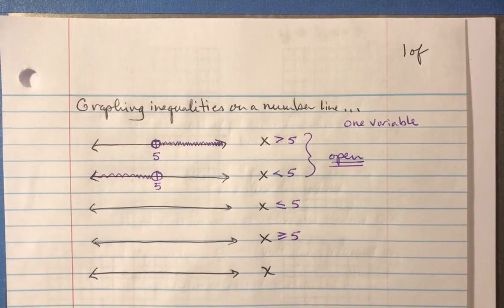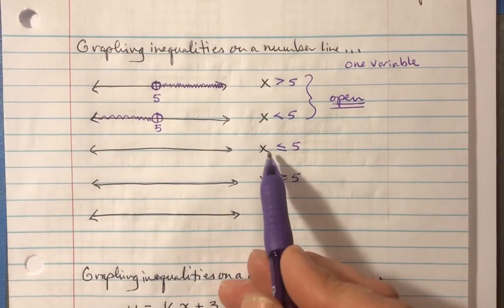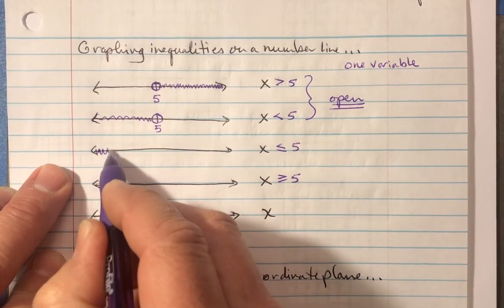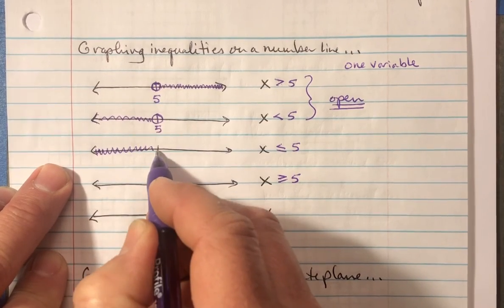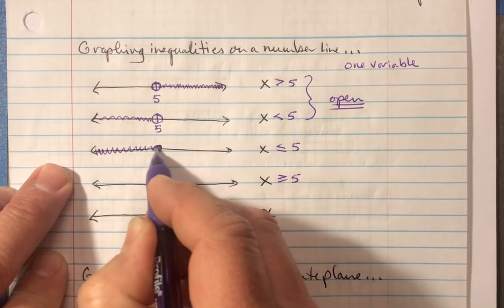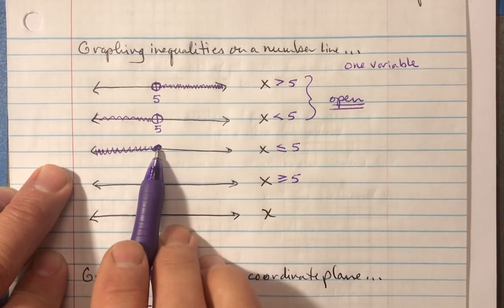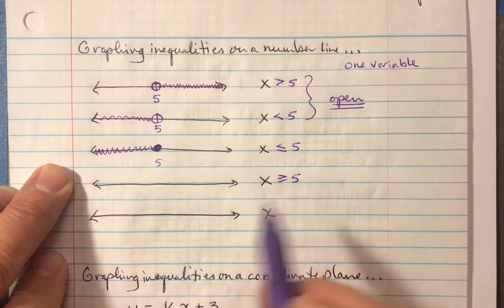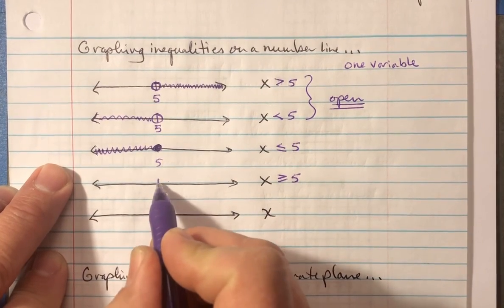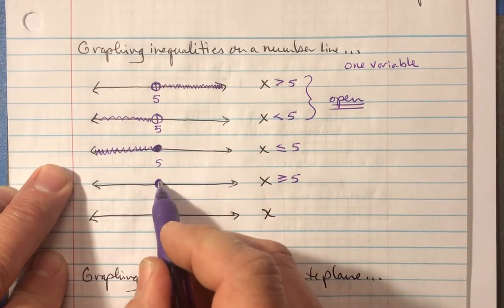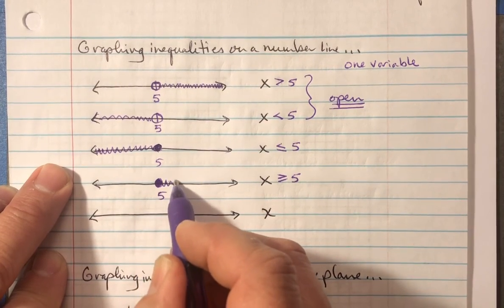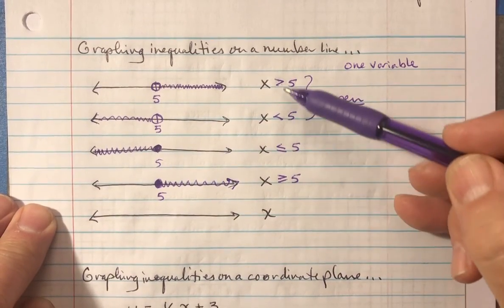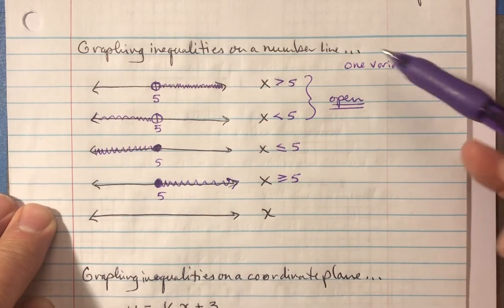Now, when we had a situation like this, less than or equal to 5, it was everything to the left of 5, but we included 5. And so we would shade in the number 5 itself. Here, greater than or equal to 5, then we would have included the number 5 and then everything to the right. So these are the 4 inequalities that we used when we were shading with one variable on a number line.